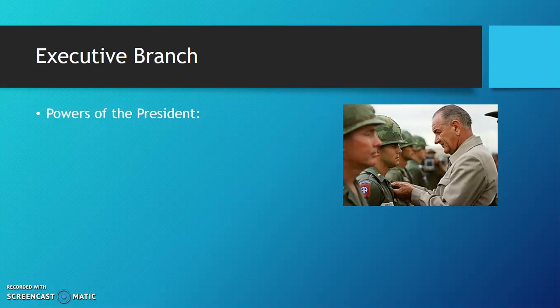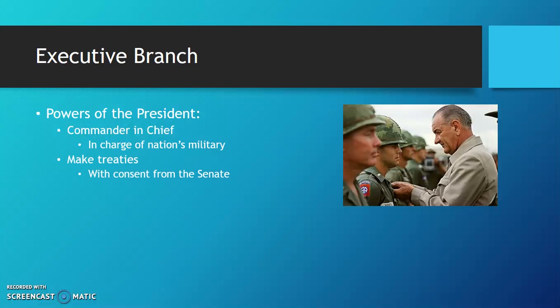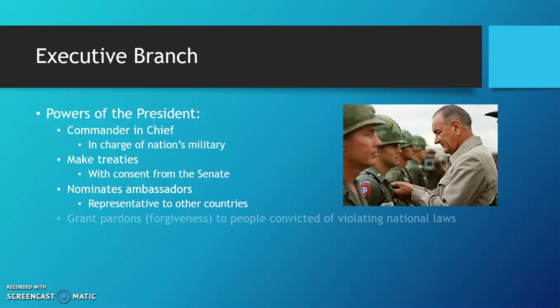These powers include being commander-in-chief, which means they are in charge of the nation's military. They also have the power to make treaties with consent from the Senate. They have the power to nominate ambassadors, which are representatives to other countries. Our former governor, Terry Branstad, was appointed an ambassador to China by President Trump. That's why we have a new governor in the state of Iowa for the 2017 year. The president also grants pardons, or forgiveness, to people convicted of violating national laws.